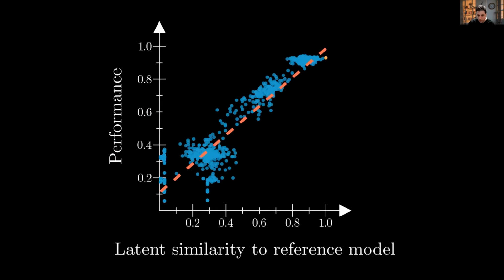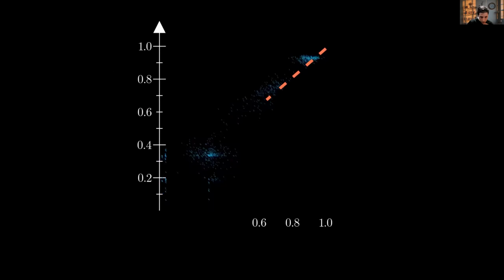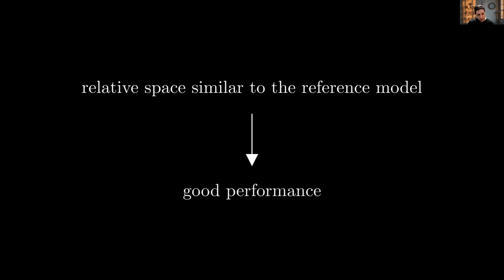And the correlation seems to be quite strong, at least in this task. So if we are given relative models that are relatively similar in the relative space to a reference one, we have good performance. Be careful: if we have good performance, we cannot really say anything about this space similarity, because it may happen that there is a completely different latent space that is not the same in the relative space that still achieves good performance. That is possible, and it doesn't contradict the previous plot.